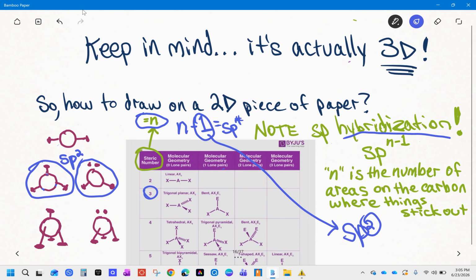So you can have SP, which is linear because you have 1, 2 things coming off of the central atom. So 2 minus 1 is 1, so P is going to have just 1 on it. This is 3. It's got 1, 2, 3 things coming off of the central atom, and this E means lone pair. 1, 2, 3. So 3 minus 1 is 2, so it's going to be SP2. And if your steric number is 4, so 1, 2, 3, 4 things coming off of it, then 4 minus 1 is 3, so it'll be SP3. And that's it. No big deal.